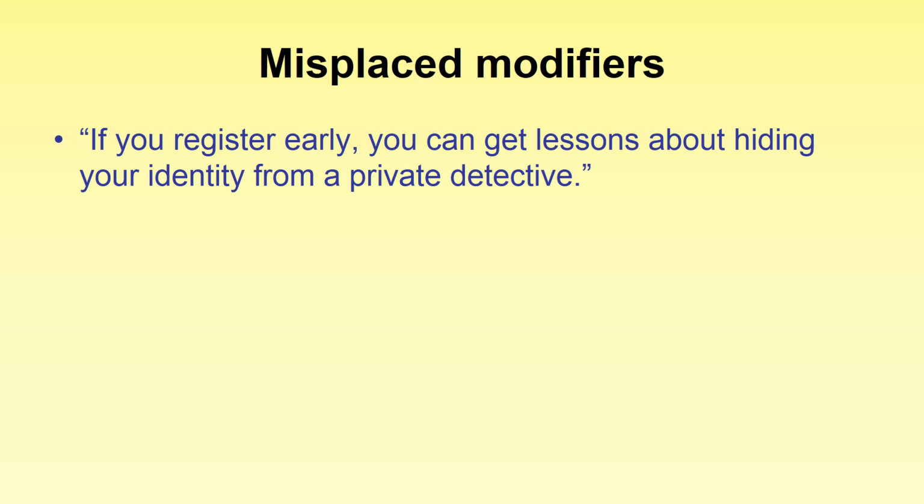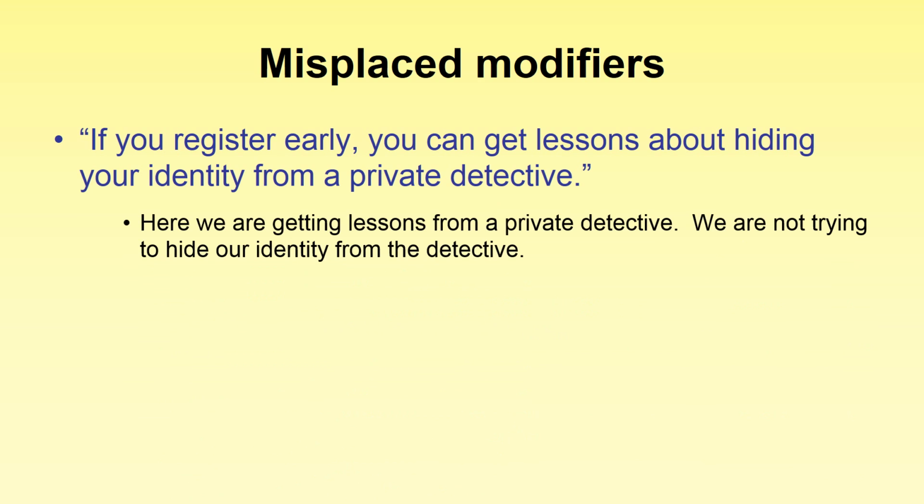Let's try one more misplaced modifier. Can you spot how this sentence can be read in two ways? Pause the video and come back when you're finished. Here we have, if you register early, you can get lessons about hiding your identity from a private detective. Well, you can see that it reads as if we're hiding our identity from the private detective. Really, we want the lessons from the private detective. So this is our modification error right here.